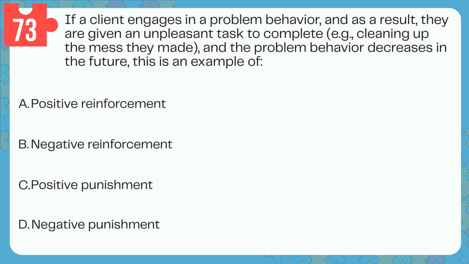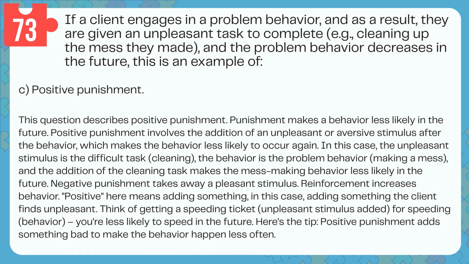Question 73. If a client engages in a problem behavior and as a result, they are given an unpleasant task to complete, for example, cleaning up the mess they made, and the problem behavior decreases in the future, this is an example of: A. Positive reinforcement, B. Negative reinforcement, C. Positive punishment, D. Negative punishment. Answer: C. Positive punishment.